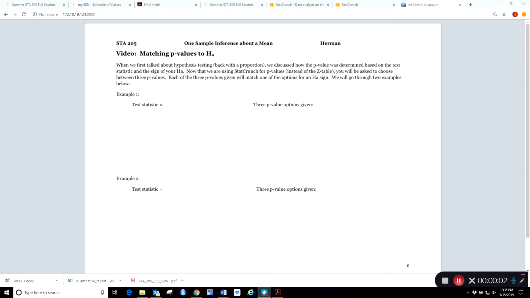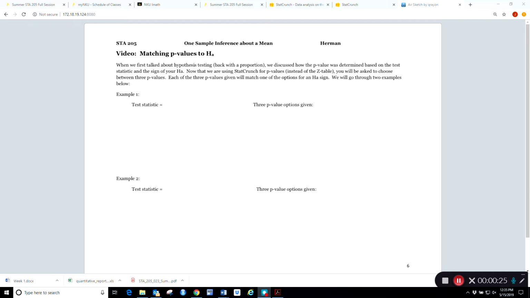Right, so now that we've done a hypothesis test for a mean, one of the big things that we noticed was that we can no longer use our z-table because we no longer have a z. So now that we have a t, we were using StatCrunch to help us calculate p-values. However, there will be times where you're not going to have access to StatCrunch, and we'll need to be able to figure out the p-value based upon some options that are provided for you.